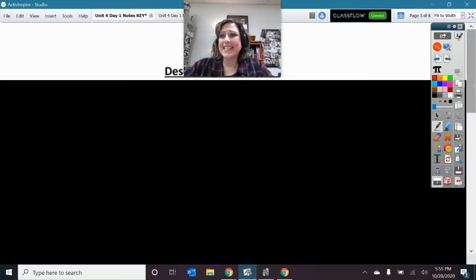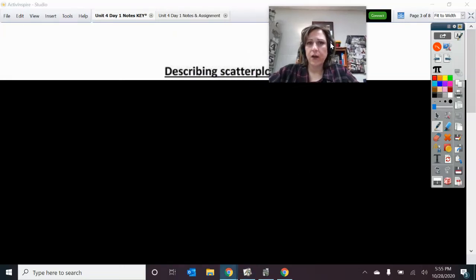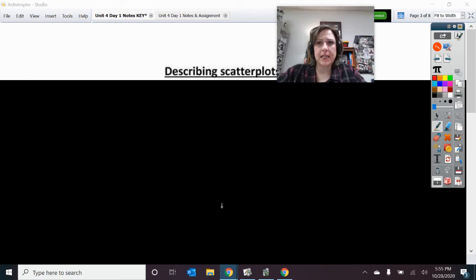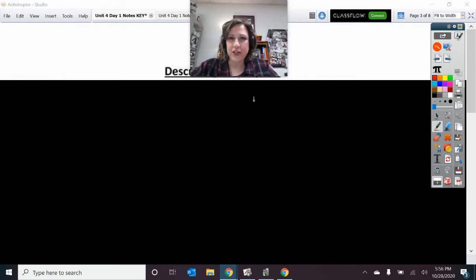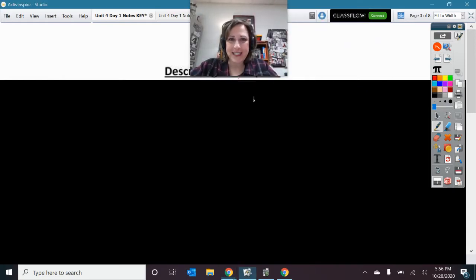All right, we're going to continue on to our notes. We've just done the slope, interpreting the y-intercept. Now we're going to talk about this other thing about the scatter plots so that we can describe them. Remember how we described the distribution? Well, we're going to get into describing the scatter plot.